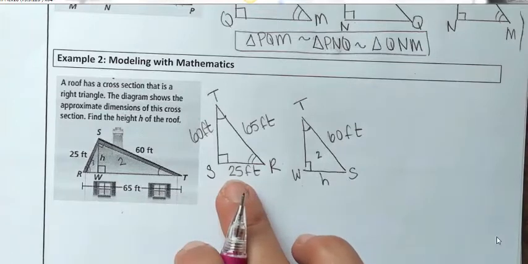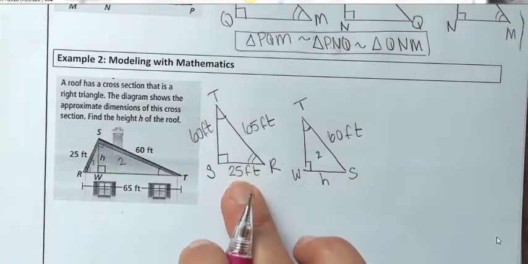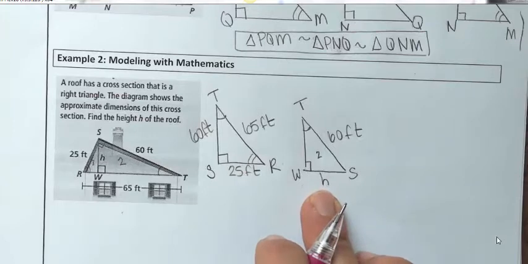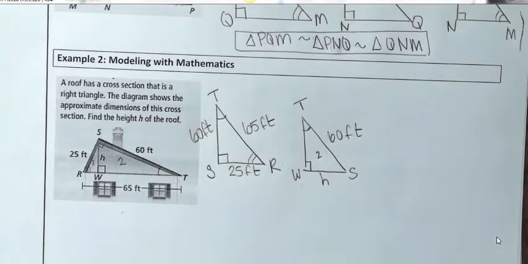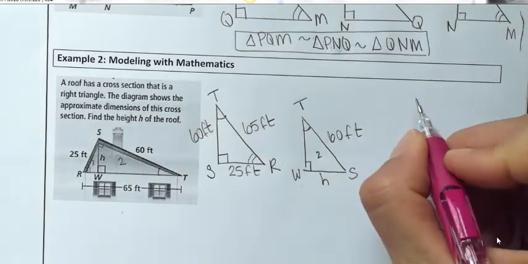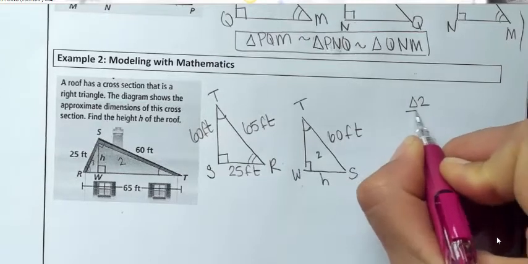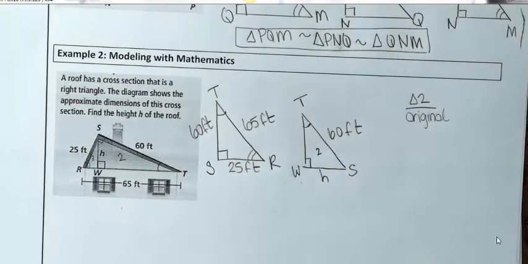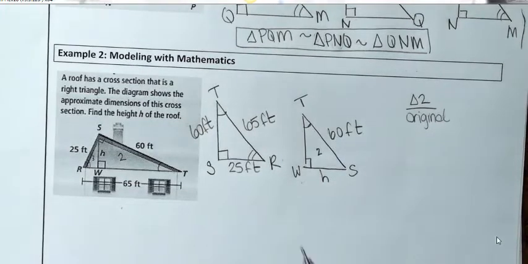Sometimes you'll have to go ahead and set up the third one so that you have enough information. Like, for example, let's say I didn't have this 25 here. If I didn't know that and I didn't know this one, well, I wouldn't be able to set up a proportion. Okay, so I think I'm going to go with triangle 2 over the original triangle. So that's how I'm going to set up my ratios, and I'm going to set up a proportion so I can figure out what H is.